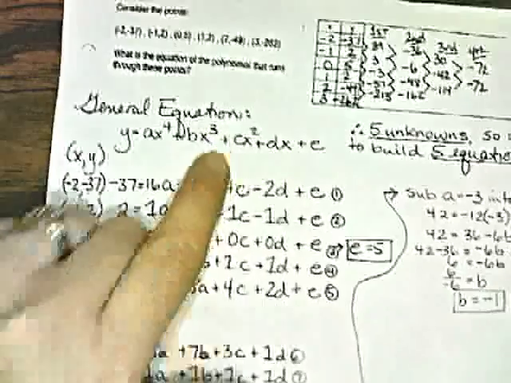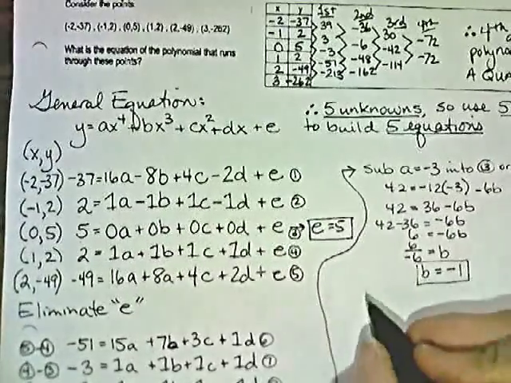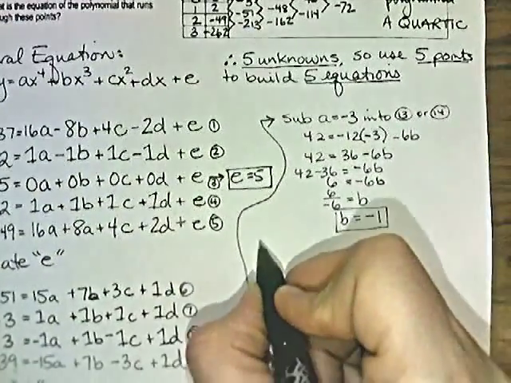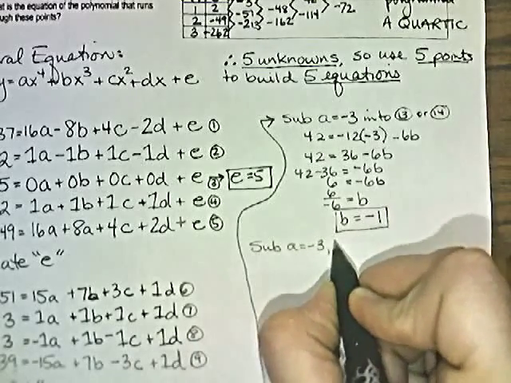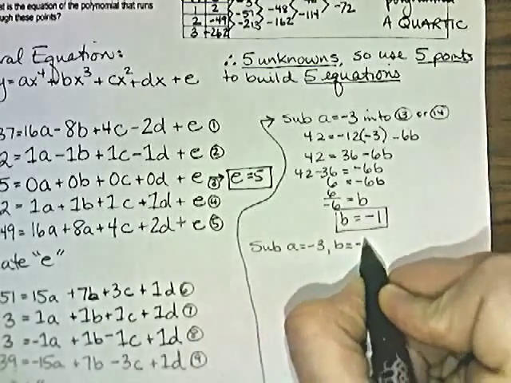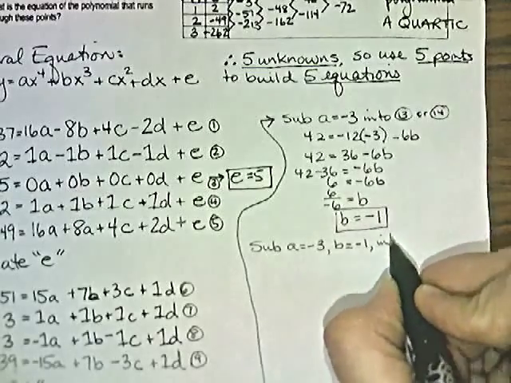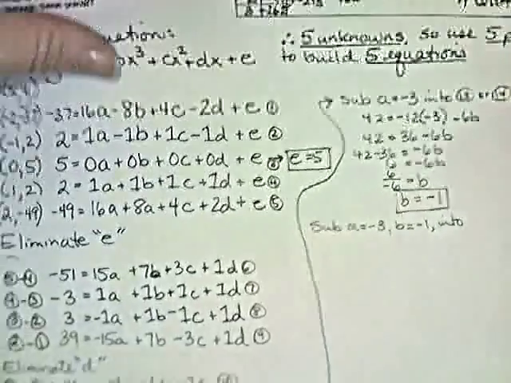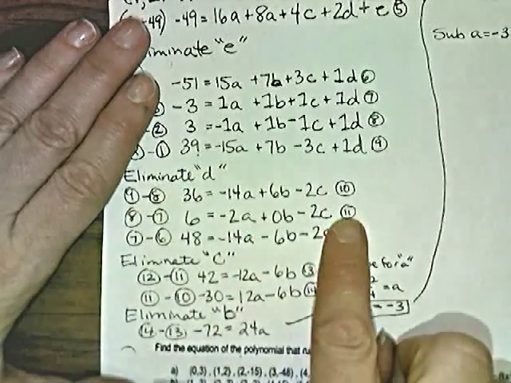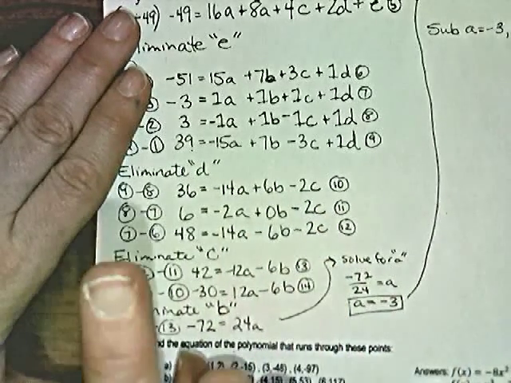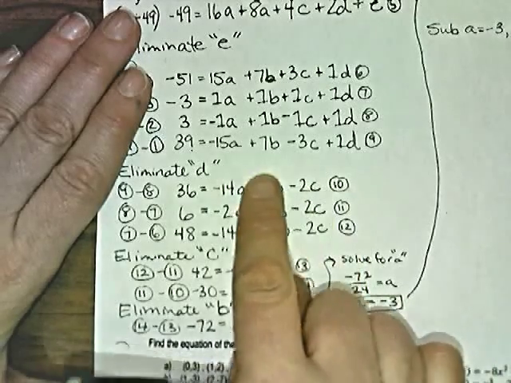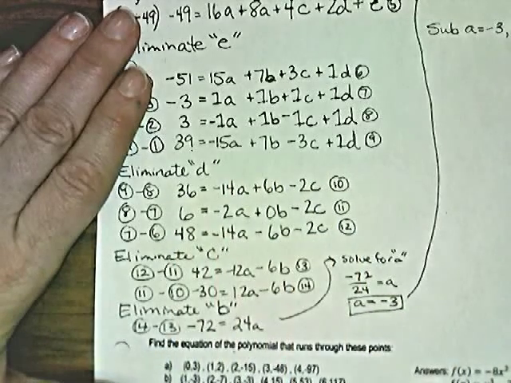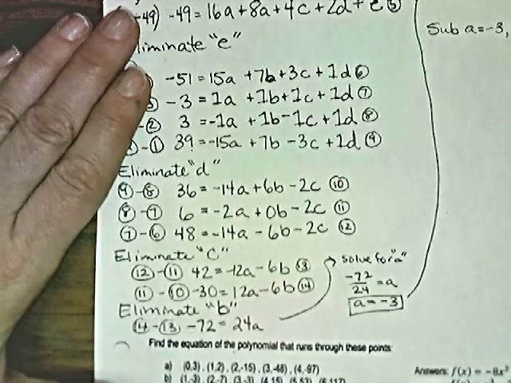I don't know my c and don't know my d. And so we are going to substitute in. If I know that a is negative 3 and b is negative 1, I can sub that into any of the equations that allow me to know just one mystery value. I know my a's, know my b's. I can use one of these equations to calculate out c. It truly doesn't matter which one you choose.